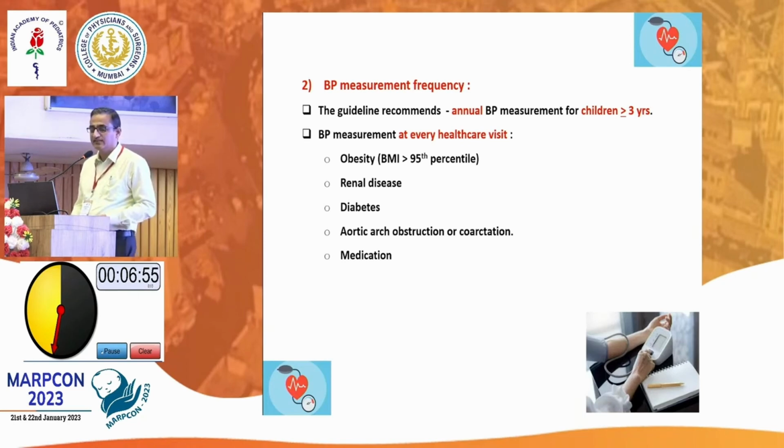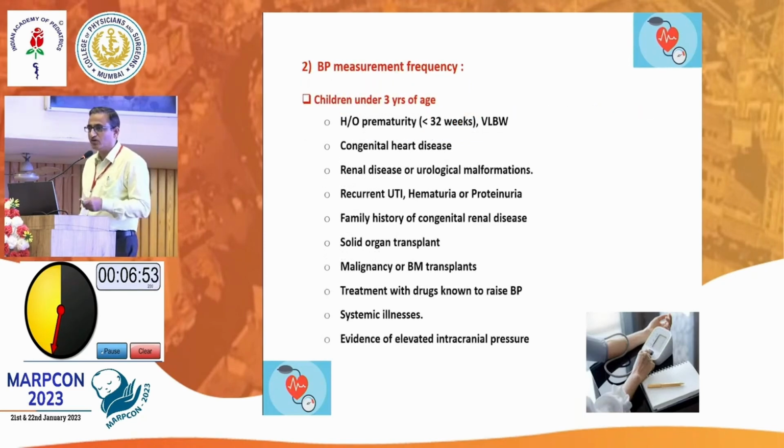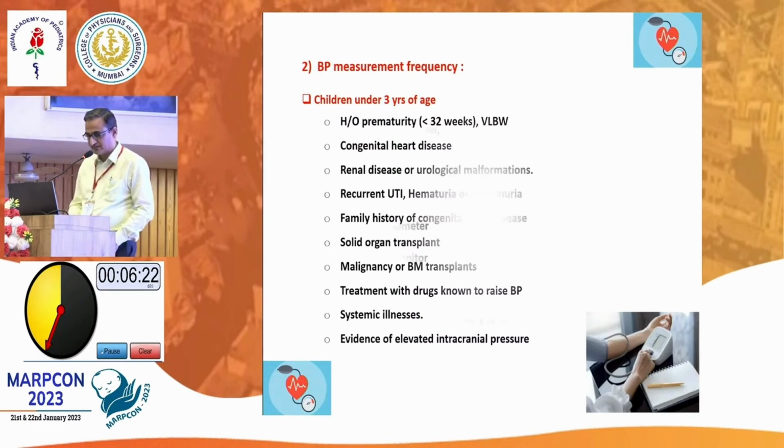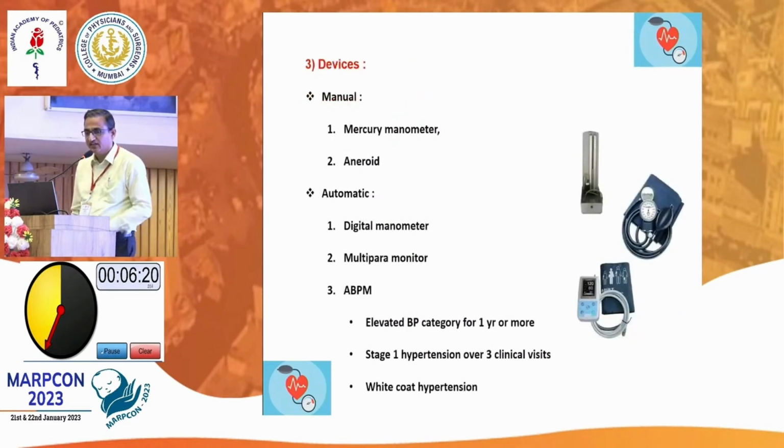And what about those who are less than 3 years old? The blood pressure of this smaller group of children should also be measured in certain special situations, and these are elaborated here. If there is history of prematurity, gestational age of less than 32 weeks, very low birth weight baby, if the baby has a congenital heart disease, repaired or unrepaired, renal diseases, urological malformation, if the child has a recurrent UTI, hematuria, proteinuria, family history of congenital renal disease, solid organ transplant, malignancy, bone marrow transplant, treatment with drugs which are known to raise the BP, systemic illnesses such as neurofibromatosis, tuberous sclerosis, and if there is evidence of raised intracranial tension.